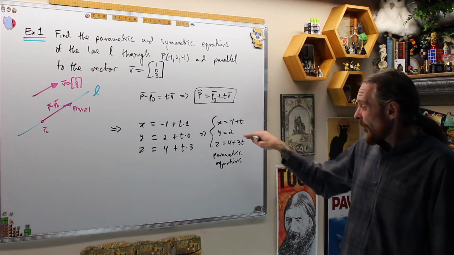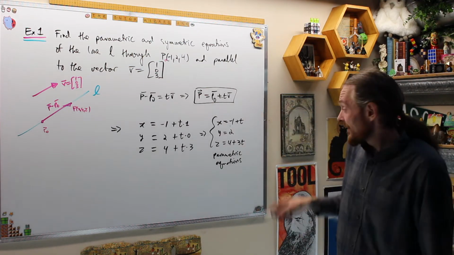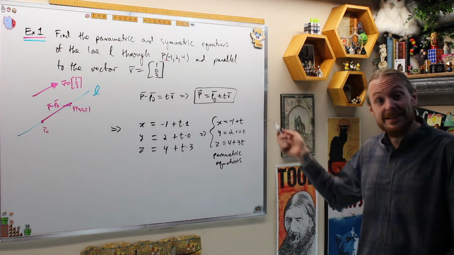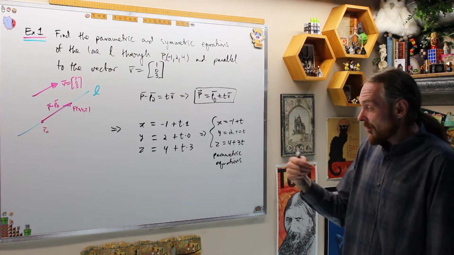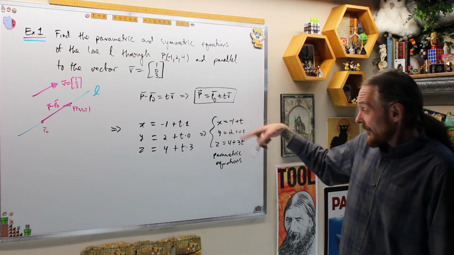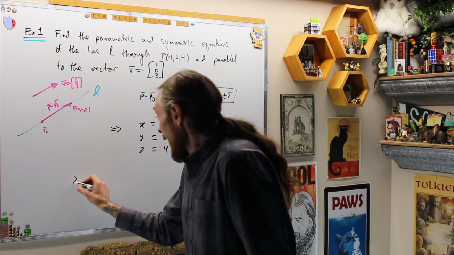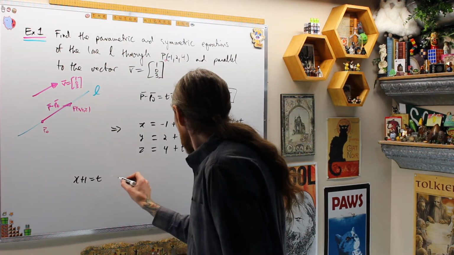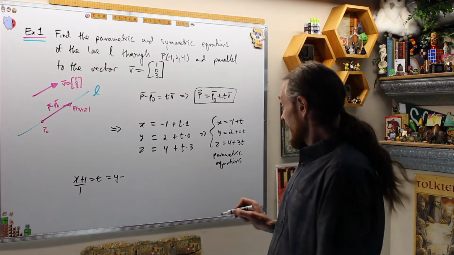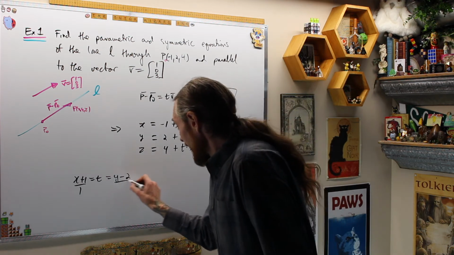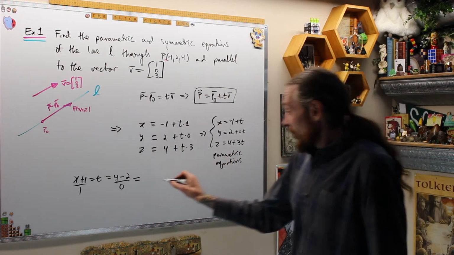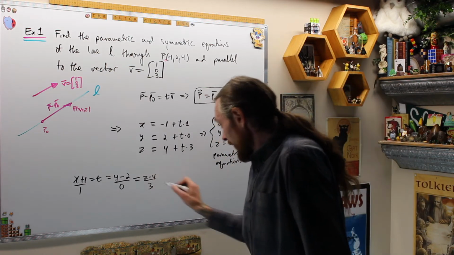To get the symmetric form, we solve for t in each one of these. To help you out, if it bothers you when a term is not there, you have to put plus 0t and divide by 0, because we're all solving for t in these ones. I know we're cheating. So the symmetric form, solving for t, is going to give me x plus 1 equals t equals y minus 2 divided by 0 is equal to t, and also z minus 4 over 3 will equal t.